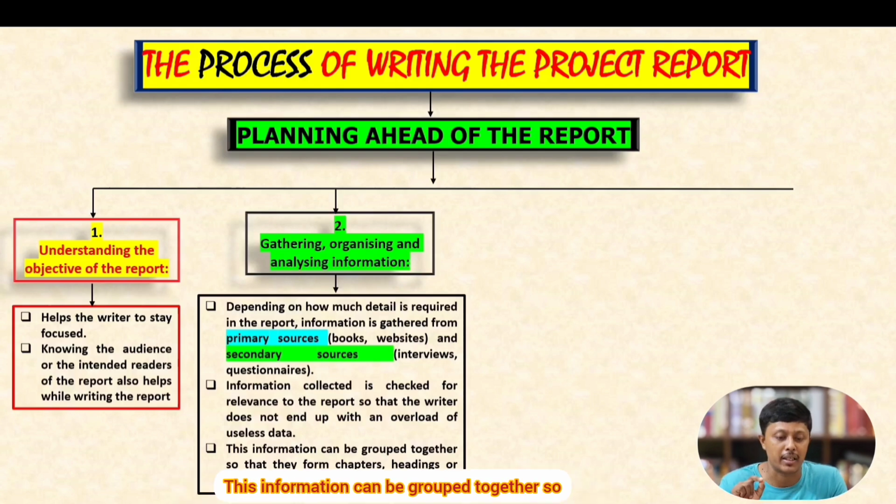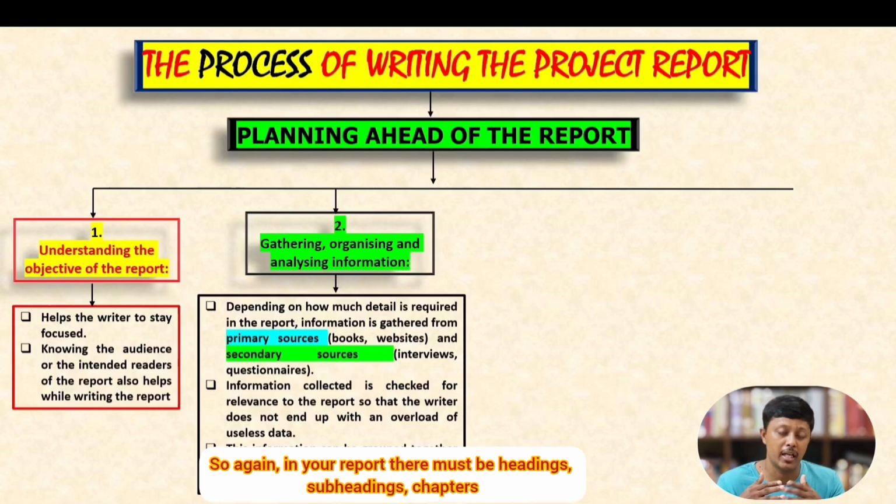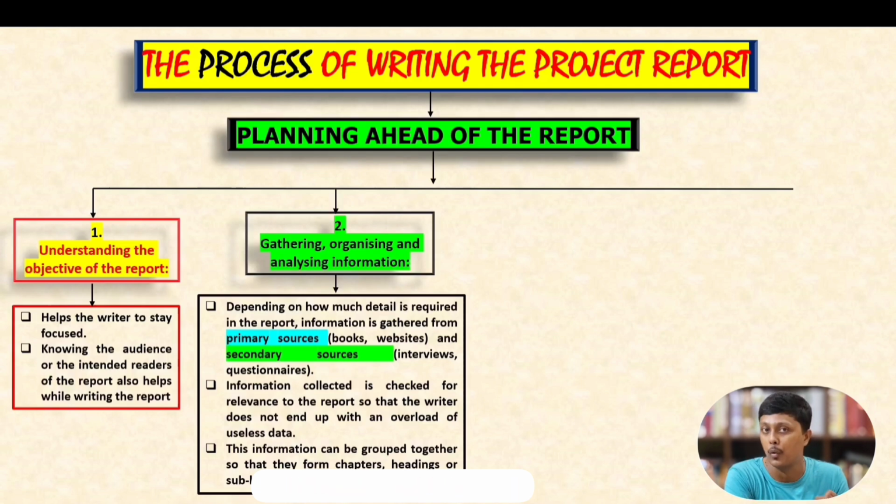This information can be grouped together to form chapters, headings, or subheadings. So again, in your report, there must be headings, subheadings, and chapters. How are you going to connect all those? By collecting data and information. This is the part where you need to gather information, and it belongs to the second part of planning ahead of the report.